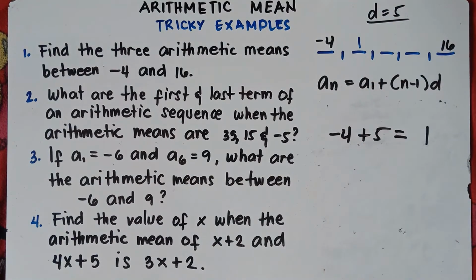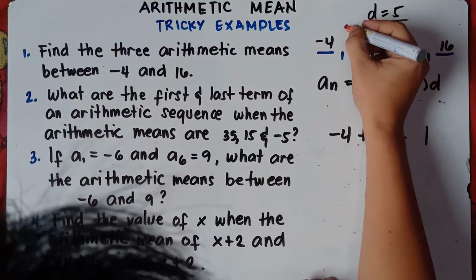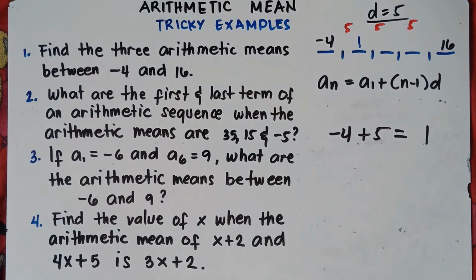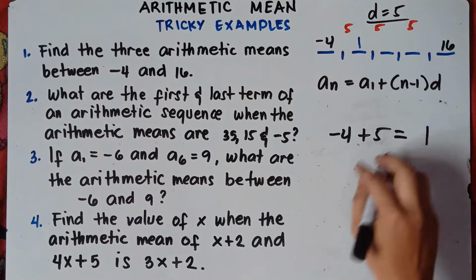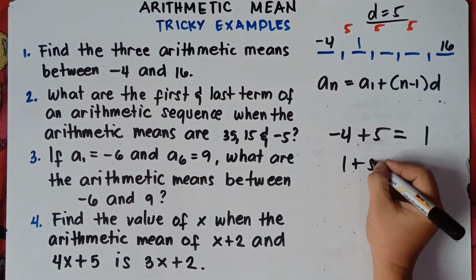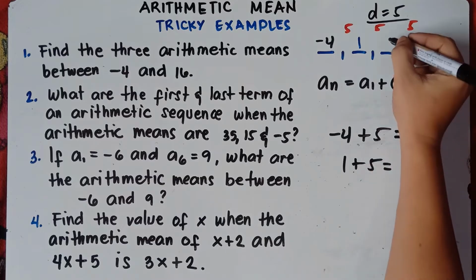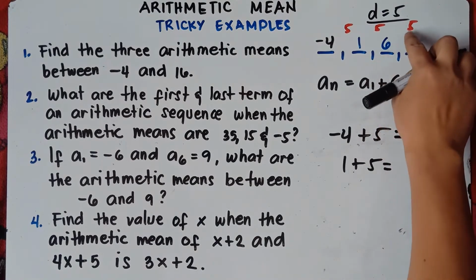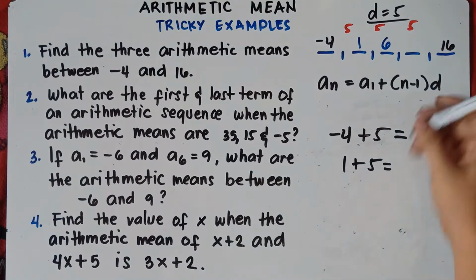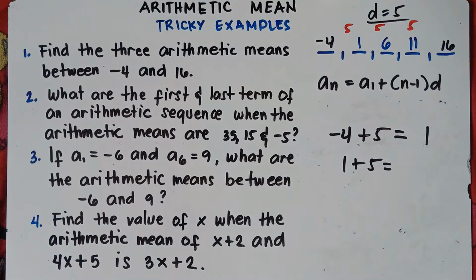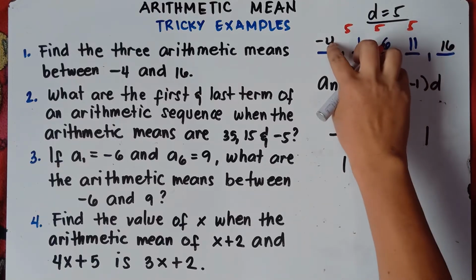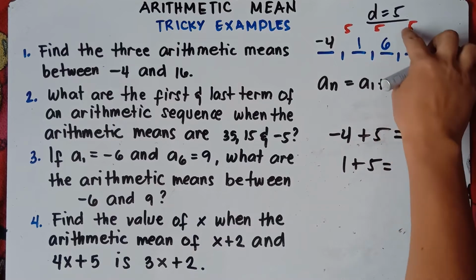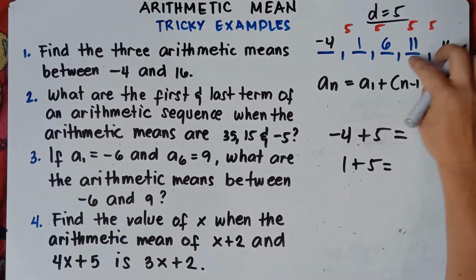And then, once again, the common difference is 5. Let me just write 5 here. Alright, so therefore, 1 plus the common difference, 1 plus 5, is 6. So this will be 6, class. And then 6 plus 5, the common difference, that would be 11. Checking: 4 plus 5 is 1 (negative 4 plus 5), 1 plus 5 is 6, 6 plus 5 is 11, 11 plus 5 is 16.